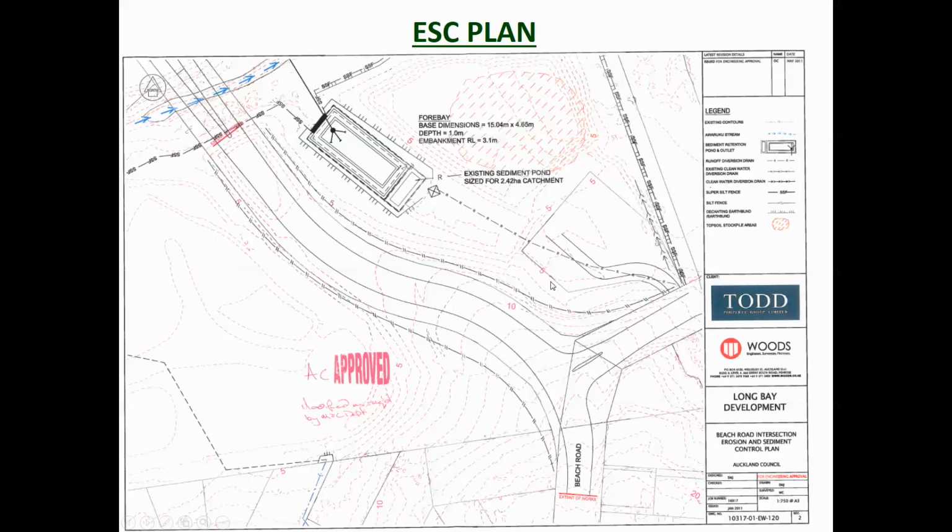So you can see that it's not a matter of just putting in one control, it's a matter of putting in layers of it. There's a silt fence there, there's a silt fence there, and then there it goes into a sediment pond. So you can see that there are different layers of protection, and that's what a good erosion and sediment control plan does. It doesn't rely on one layer of protection, it has several layers of protection.